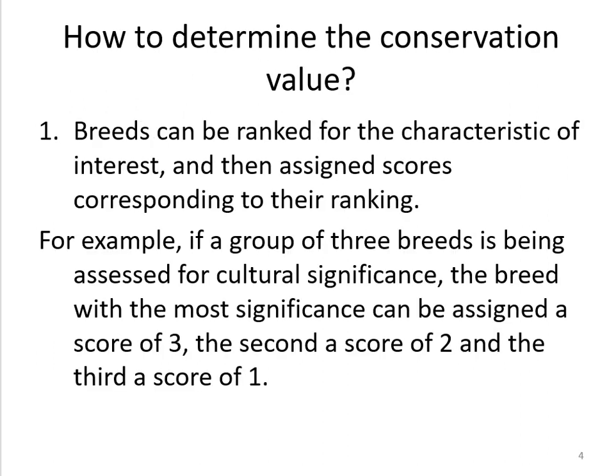So coming to the activity, breeds can be ranked for the characteristics of interest and then assigned scores corresponding to their ranking. For example, we have a group of 3 breeds and we are going to assess the cultural significance of each of them. The breed with the most significance to our culture can be assigned a score of 3, the second a score of 2, and the third a score of 1. So we can assign scores based on their significance: 3 is most important and 1 is least important.